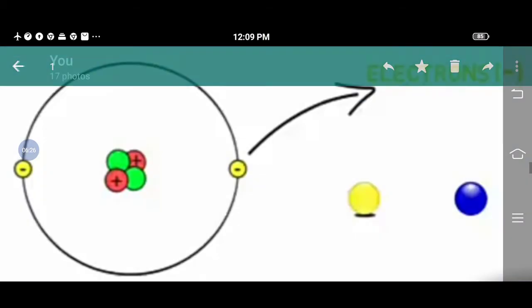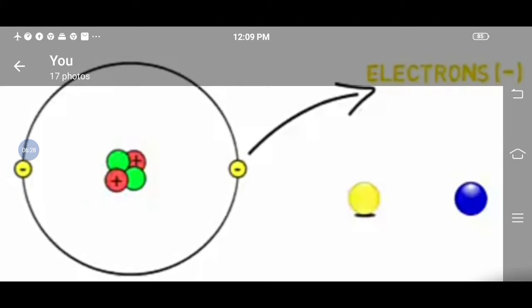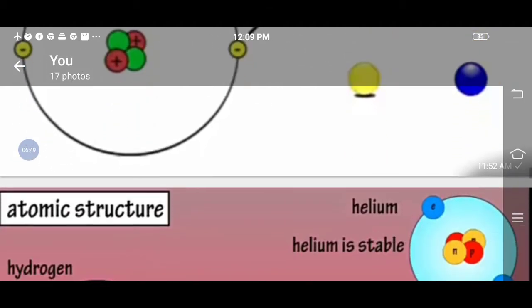In any element, when the element is neutral, there is a presence of the same number of protons and also electrons. Since all the elements are neutral in nature, the number of protons is always equal to the number of electrons.